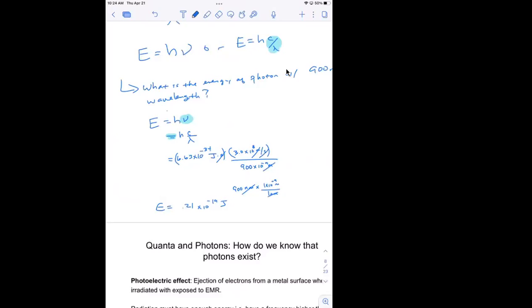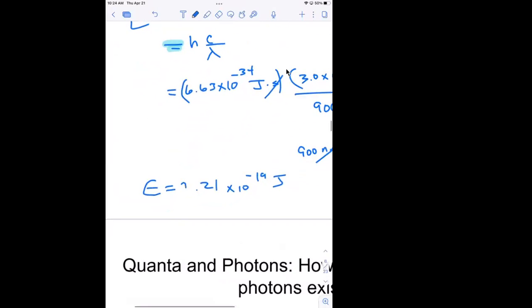Right, and again, it's really only because I don't have my scientific calculator, so I wasn't able to do the little exponent part as fast. But yeah, okay. That's okay.